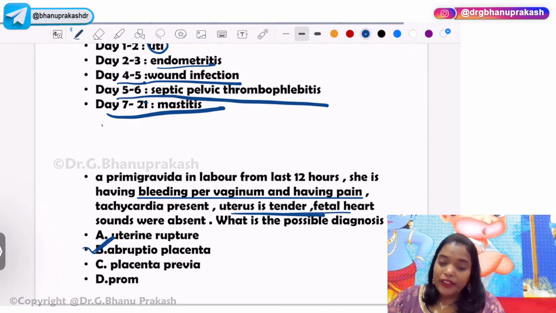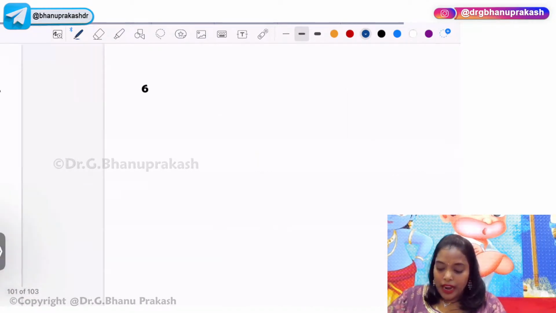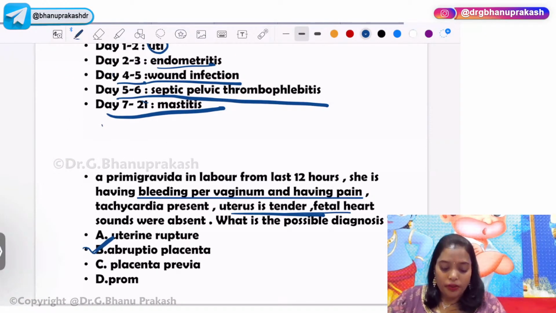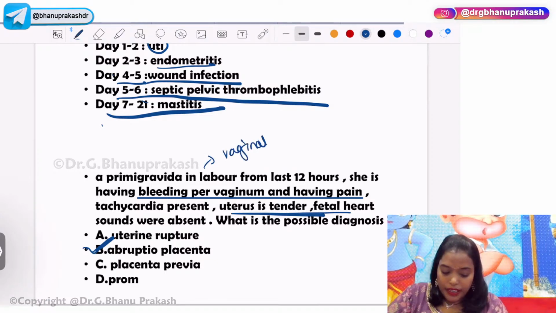What will be the mode of delivery for this patient? Very good. I appreciate the way you're answering. Can you tell me what will be the mode of delivery for this patient? As it's a dead baby, what should be the mode of delivery? So we will go for vaginal delivery.